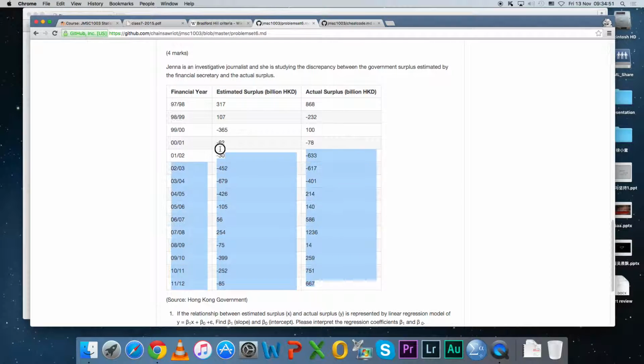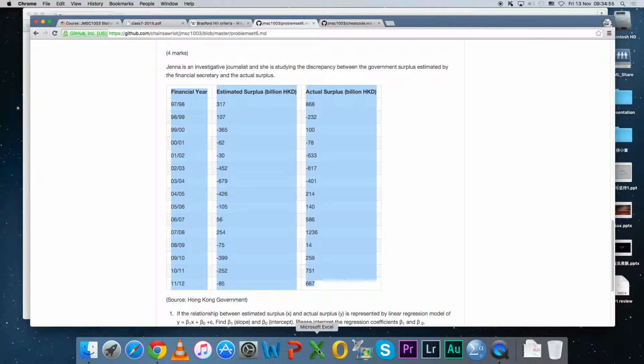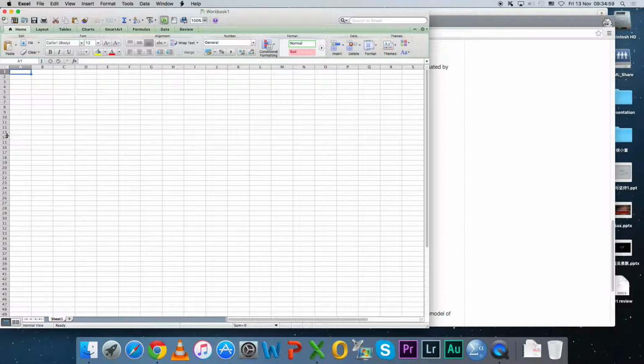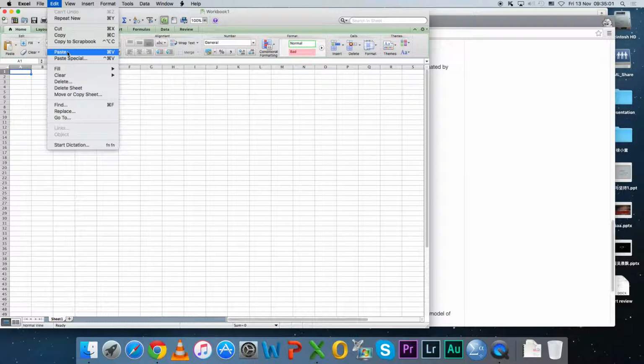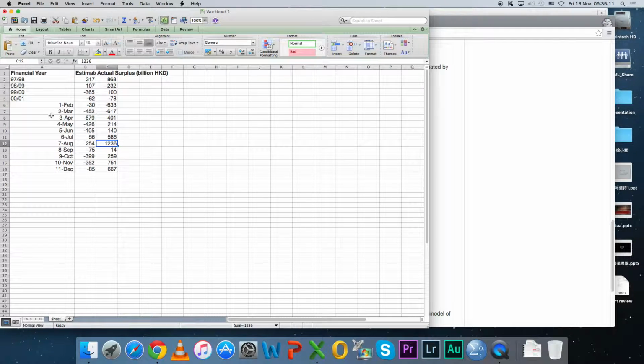So our first step actually is to copy the data into Excel. And then I will explain what is the regression model. Okay, after you paste it, the data should look like this. You don't need to worry about the financial years. If it displays like this, which is okay, you can just leave it here because we will not touch the financial year data.